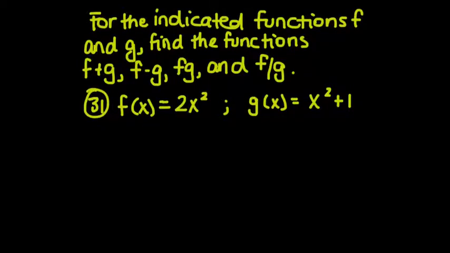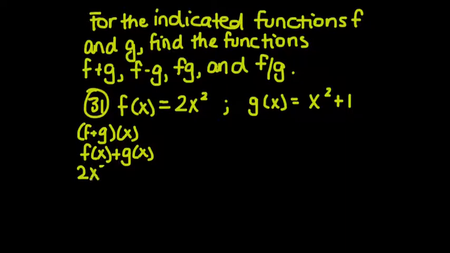We're doing the same thing with these two functions. I'm finding all four of these operations: addition, subtraction, multiplication, and division. So to find f plus g of x, I will take f of x plus g of x, which gives me 2x squared, plus g of x, which is x squared plus 1. Adding these together, I have 3x squared plus 1.